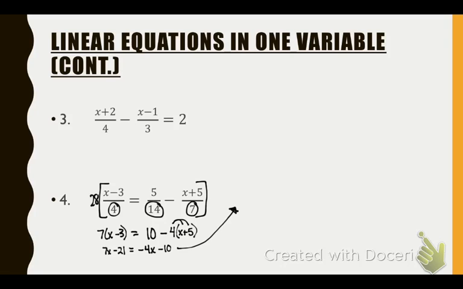What do I need to do? It doesn't matter which one you want to move. I'm going to move the 4 over. So whenever I add 4x, that means I have to add 21. So I'm looking at 11x equals 11. So what's x equal to? 1. Or you can write it as, if you're using set notation, x such that x equals 1. I'm okay with you just writing it this way.